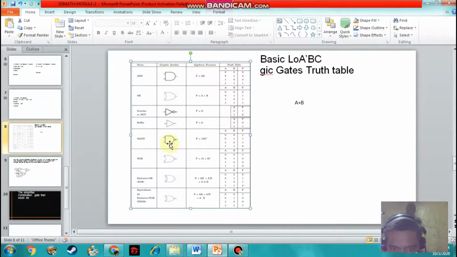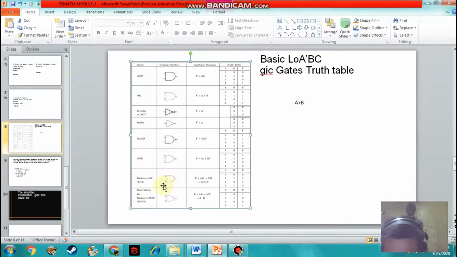Ang NAND, kabaliktaran lang ng AND. So, baliktaran natin sagot dito. So, this is NAND. Ibig sabihin, not AND, may bubble doon. So, ito titignan natin ang AND. Babaliktaran natin sagot nito. 1, 1, 1, 0. Yan. NOR. Kung may OR, may NOR. Baliktarin din natin sagot ng OR. 0, 1, 1, 1. Baliktad natin, 1, 0, 0, 0.